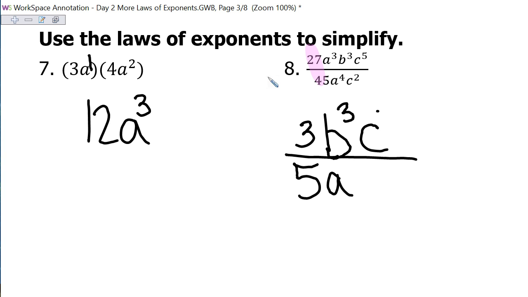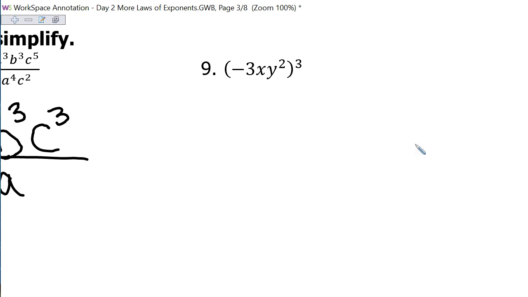Number 9. What is number 9 called? Power to a power. So everything in the parentheses needs to be cubed. So negative 3, if the negative's in parentheses, that means it's repeated. So negative 3 cubed means negative 3 times negative 3 times negative 3. And what does that give us? Negative 27. And the x needs to be cubed.